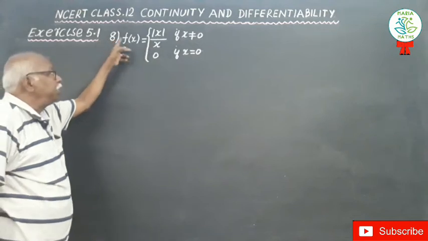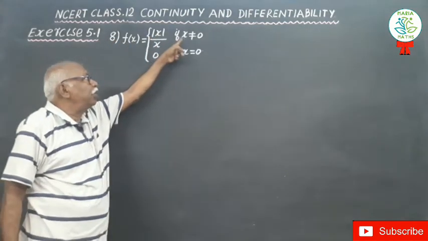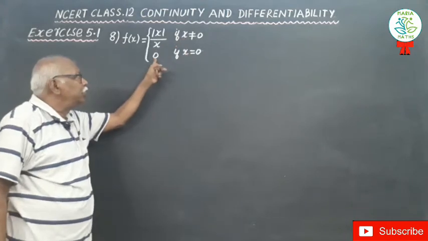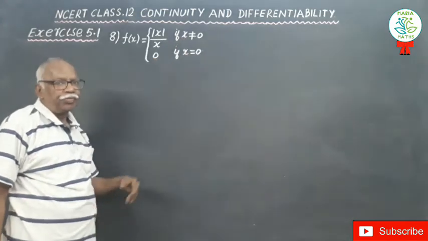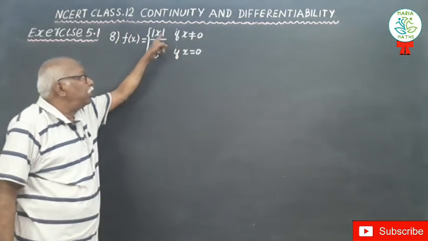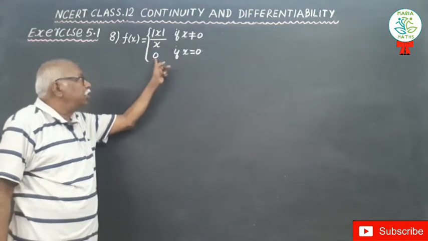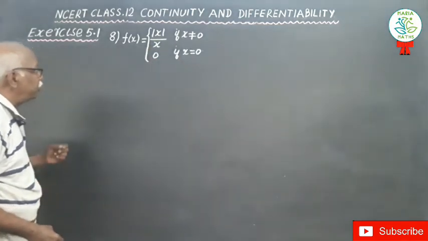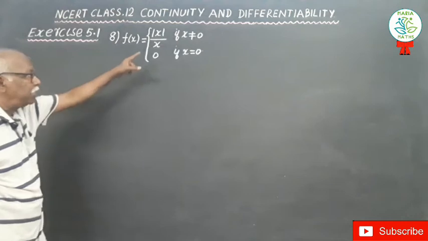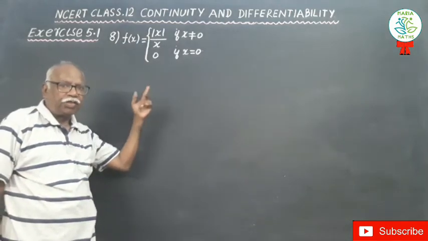Question number 8. f of x is equal to modulus x by x if x is not equal to 0, 0 if x is equal to 0. இங்கே ஒரு ஃபங்க்ஷன் கொடுத்துருக்காங்க. x is not equal to 0 னா modulus x by x. x is 0 னா 0. இப்போ you have to find whether it is continuous or not continuous at x is equal to 0. அப்போ limit 0 minus கண்டுபிடிக்கணும், limit 0 plus கண்டுபிடிக்கணும்.